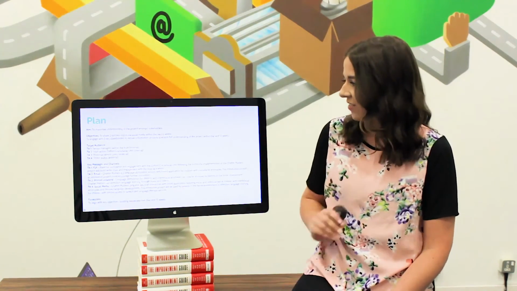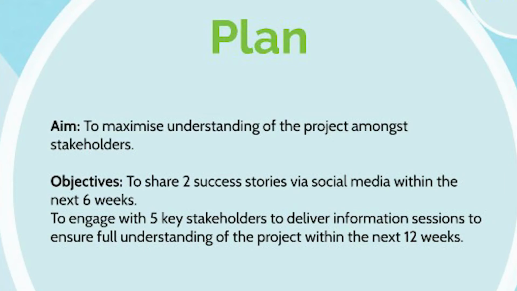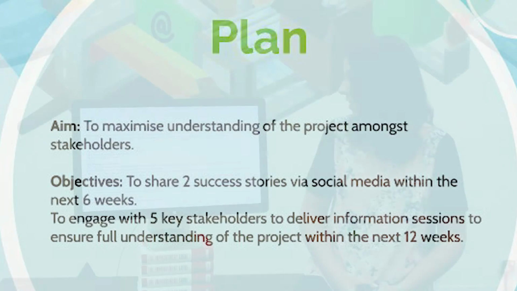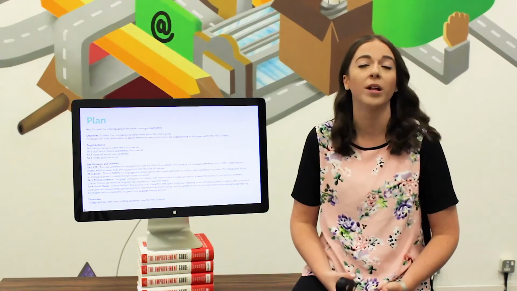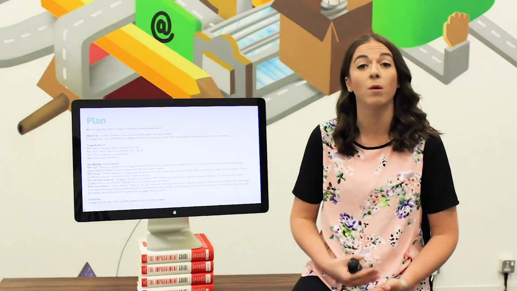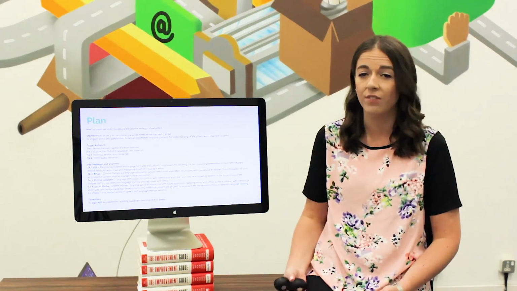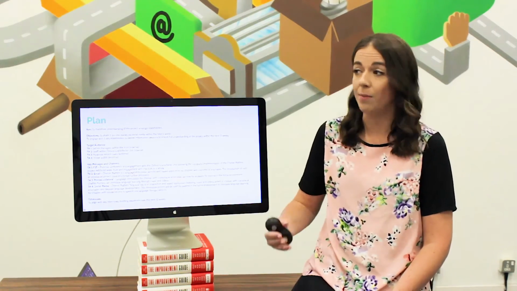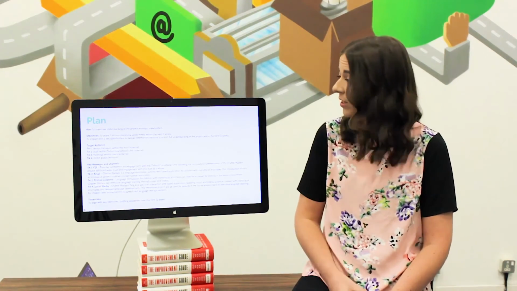So I've put 2 objectives here. The first one is to share 2 success stories via social media within the next 6 weeks. So that's identifying what it is that you're going to share, where you're going to share it, and when you're going to share it. Another objective I've put here is to engage with 5 key stakeholders to deliver information sessions to ensure full understanding of the project within the next 12 weeks. Again, it's being very specific about what you want to achieve, how you're going to achieve this, and all of the different parts of the plan that need to come together within your objectives.